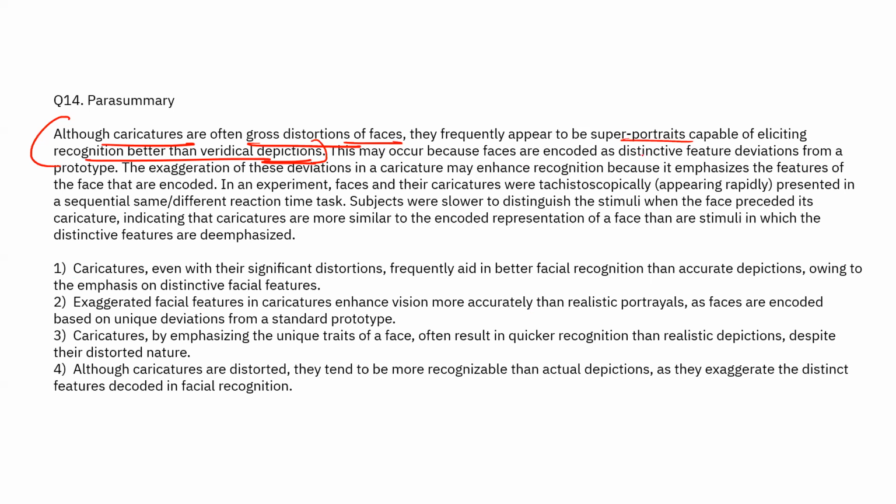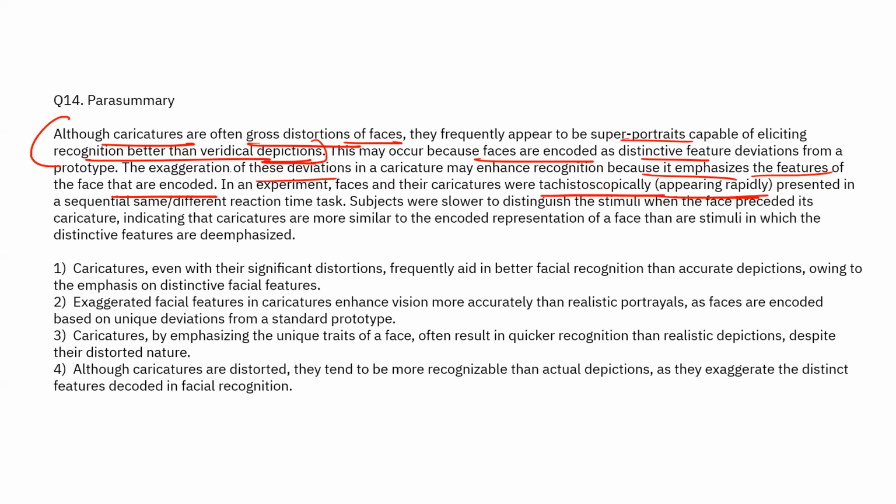This may occur because faces are encoded as distinctive feature deviations from a prototype. तो फेसेस जो होते हैं हमारे किसी के भी, तो डिस्टिंक्टिव फीचर डिविएशंस होते हैं किसी भी प्रोटोटाइप से. तो कोई भी एक नॉर्मल इंसान है, उसकी फोटो है, उससे जो डिफरेंसेस होंगे वही एनकोड होंगे फेस में. The exaggeration of these deviations in a caricature may enhance recognition because it emphasizes the features of the face that are encoded. तो जो features of the face encoded है ये उसी को exaggerate करता है. In an experiment, faces in the caricatures were tachistoscopically, आज पहली बार ही सुना मैंने word, appearing rapidly. At least he had the graciousness to give the meaning of the word.